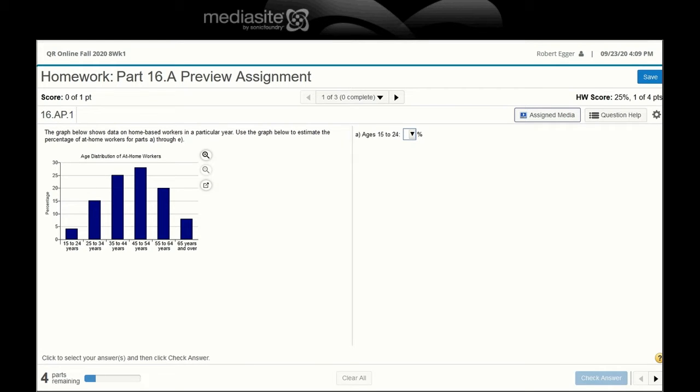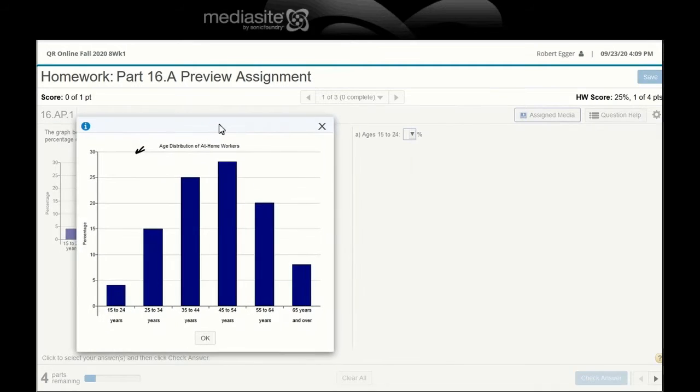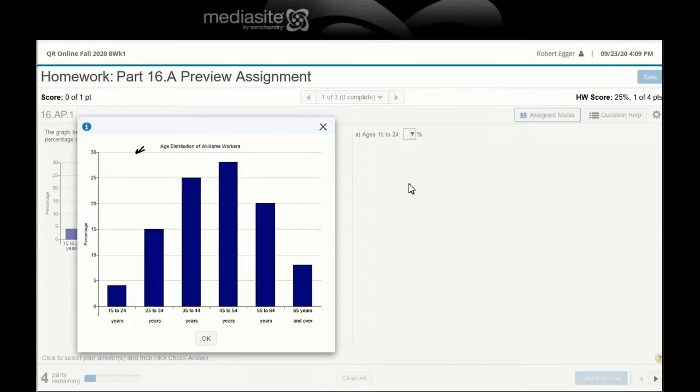See, we have a graph. It shows data on some home-based workers, again, age distribution of at-home workers. You just got below estimated percentage of at-home workers, part A through E. A, B, C, D, E, 5 parts. So let's see, age 15 to 24. Here we go. Looks like about 4%.